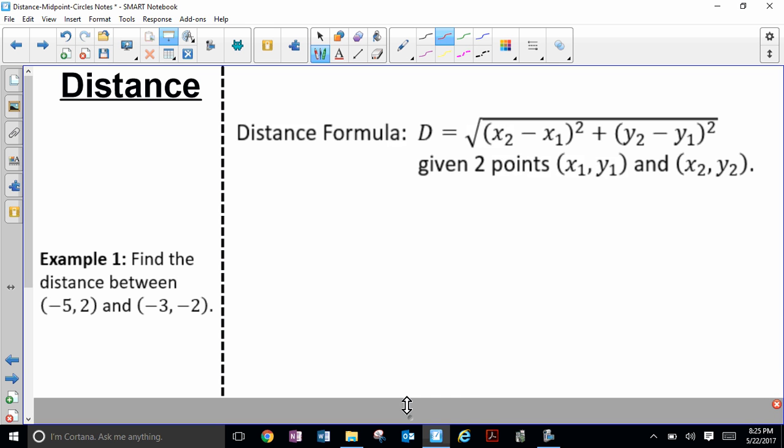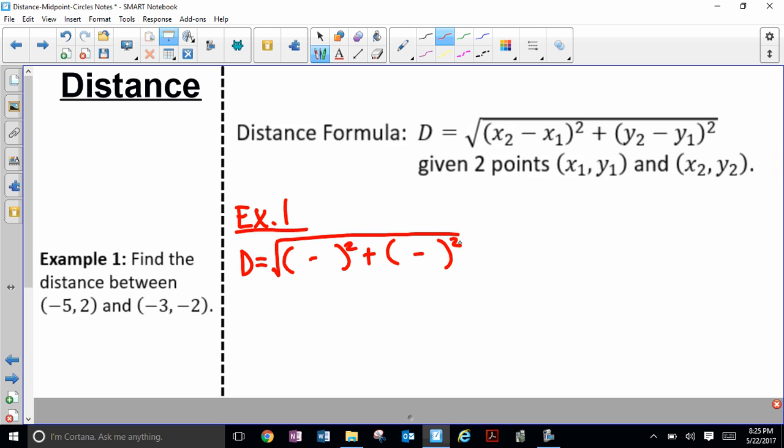Okay, so let's review how to plug into the distance formula. It says find the distance between these 2 points. So basically this is the structure that you're setting up every time you do the distance formula. Now let's fill in what we have. So our x's are -5 and -3. You could either do -5 minus -3, which will be +3, or you could do -3 minus -5, which would be -3 plus 5. In the end, we'll get the same answer, so the order doesn't matter.